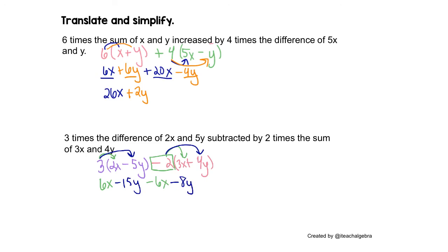And combine like terms. We have 6x minus 6x. Well, I don't know about you, but 6 minus 6 to me is 0. So we're not going to have any x's at all. They're gone. Then we have negative 15 minus 8. That's negative 23y for our final expression.